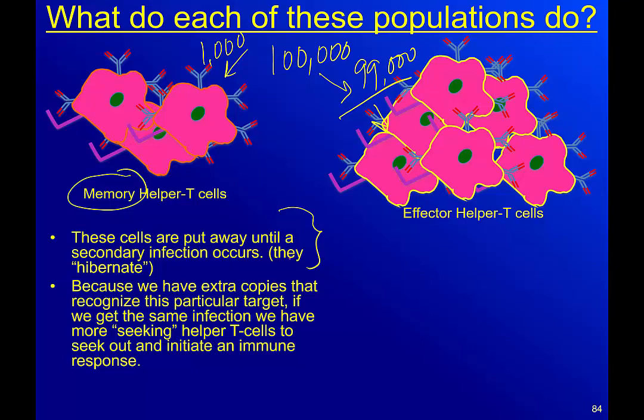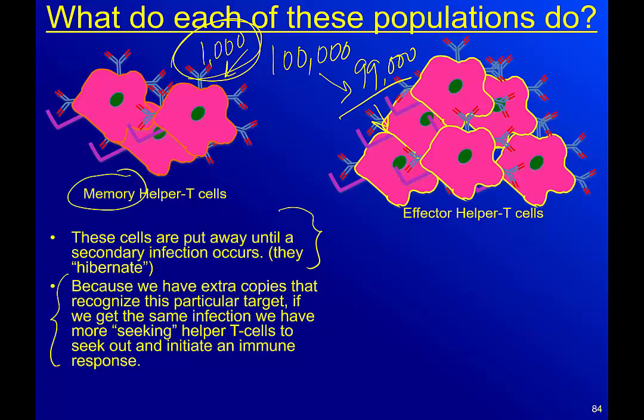Once I'm over this illness, I'm going to have these 1,000 floating around the body, looking to see if they see the red leg again. What this means is we have extra copies that recognize this particular target. If we get the same infection, we have more seeking helper T cells looking for the red leg, to seek it out and become that first helper T cell to get warned.